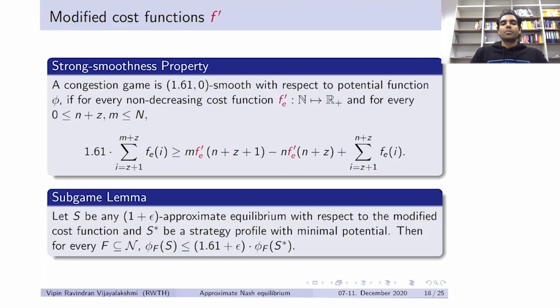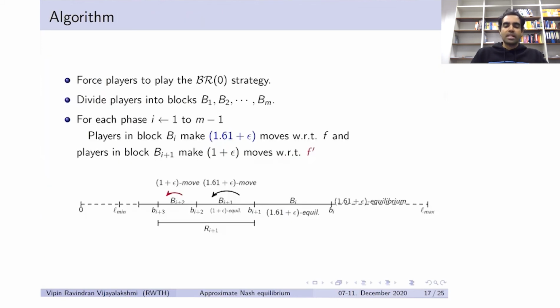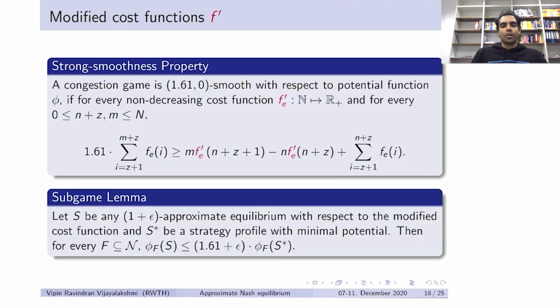Now let's get into what these modified cost functions are. I told you these modified cost functions have to satisfy a certain property. They are given as an input to the algorithm, so we assume the algorithm is given the congestion game and the modified cost functions. They have to satisfy a property known as the strong smoothness property. Strong smoothness is a generalization of Roughgarden's lambda-mu smoothness, but now for the potential function.